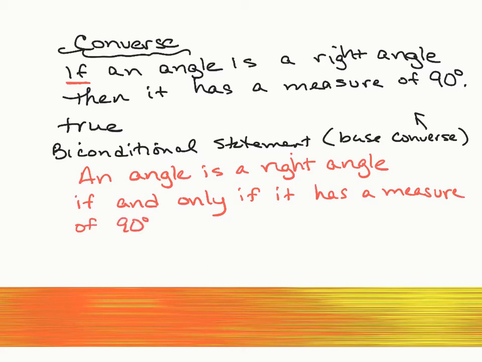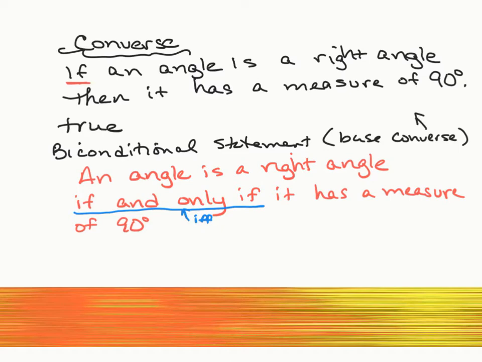So we've taken out the word if at the beginning, we've taken out the word then, and we've replaced it with if and only if. If you don't want to write these four words, you can also just put IFF. Now, this is your biconditional based off the converse.